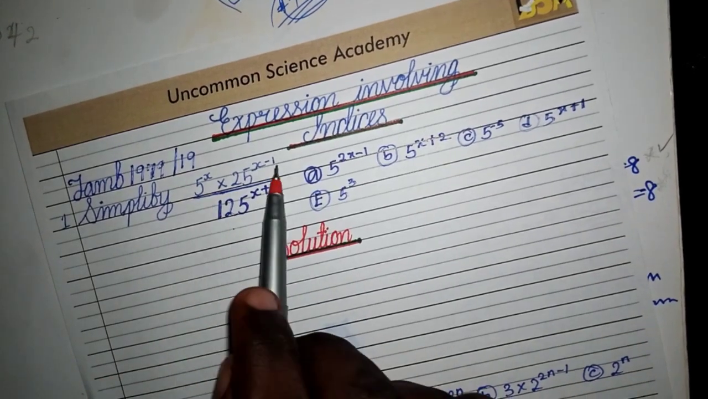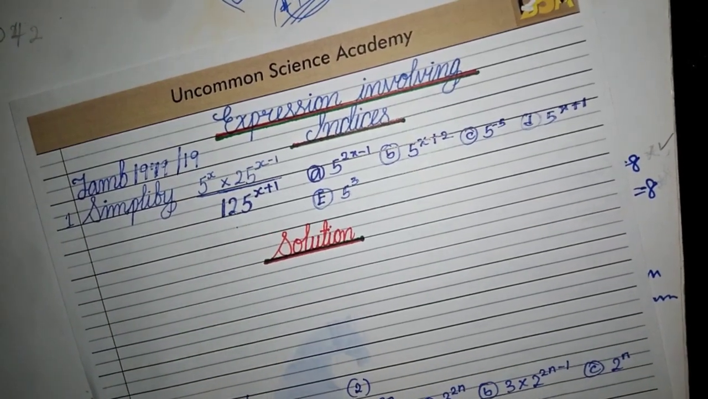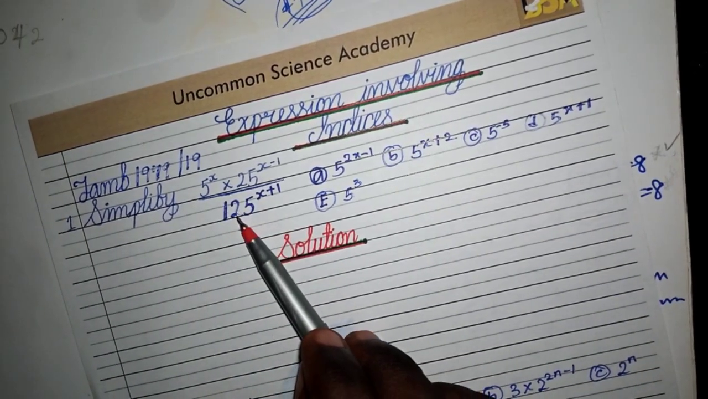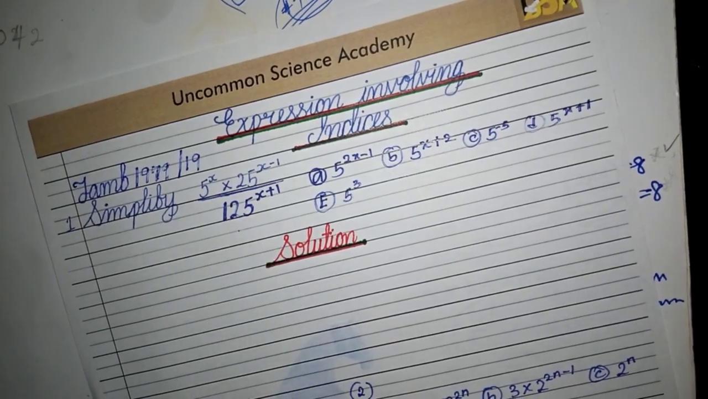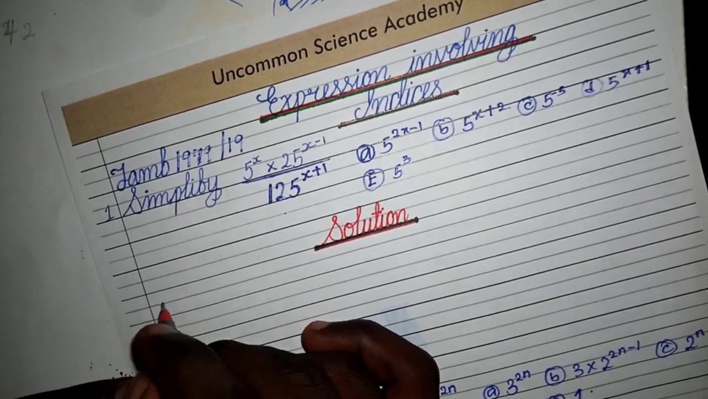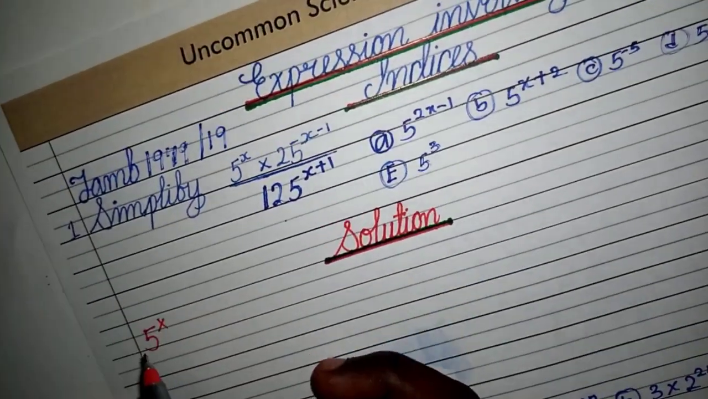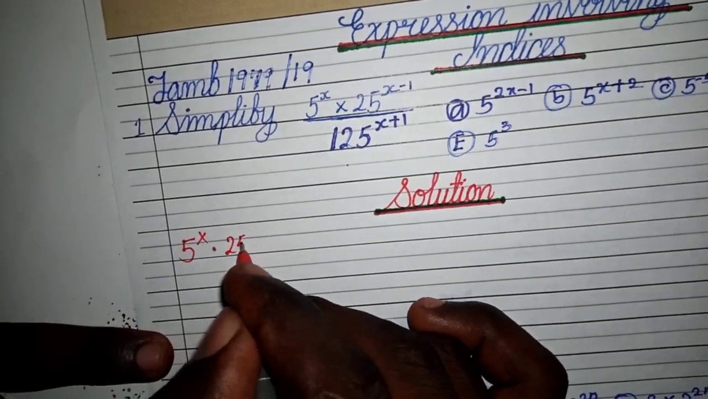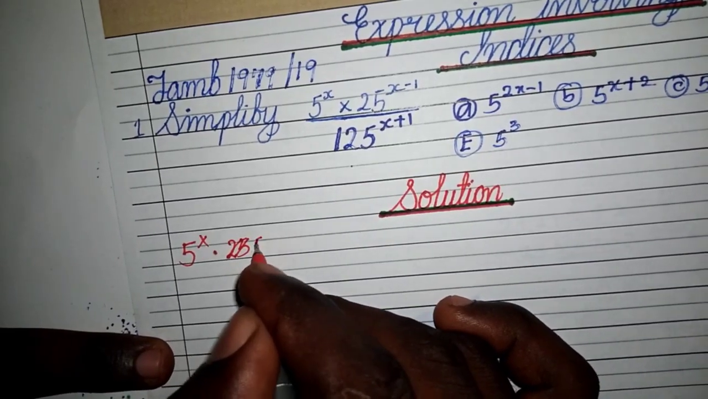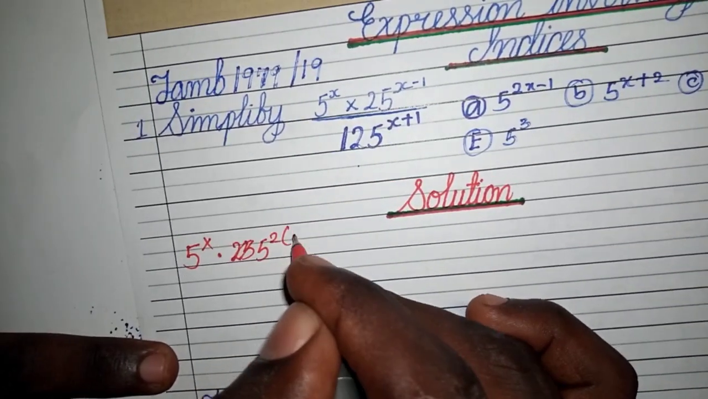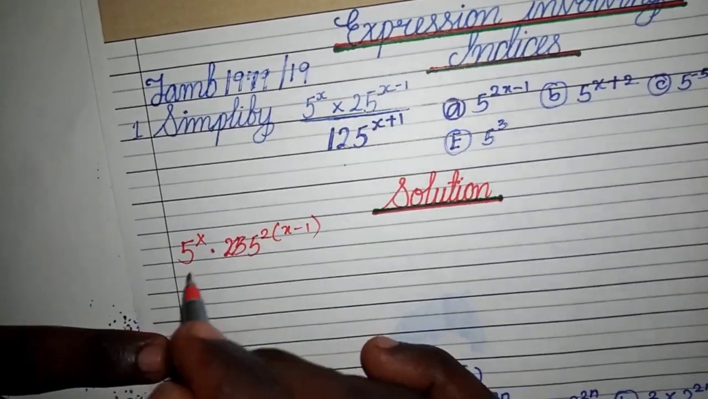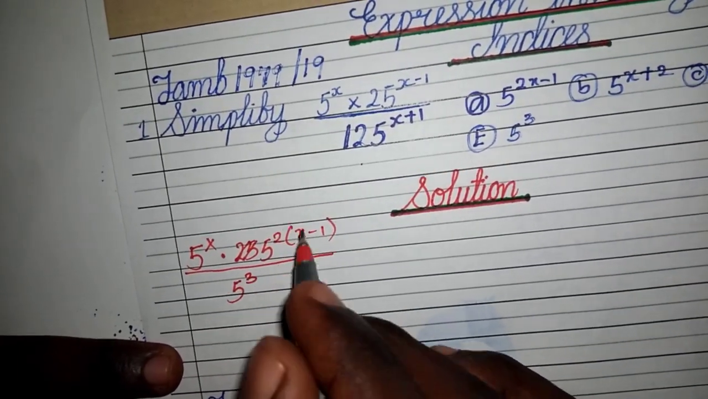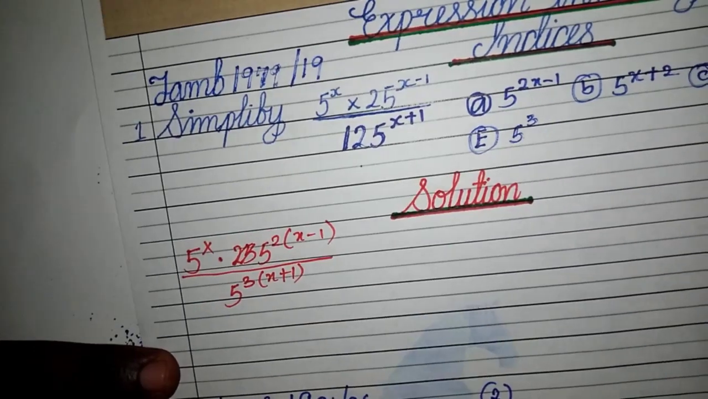We already have the unknown as the power. Now let's see how the base can be the same thing. 5 to the power of 2 is 25. 5 to the power of 3 is 125. So this will become 5 to the power of x times 25, which is 5 to the power of 2, then the former power rather, you put it in the bracket, divided by 5 to the power of 3 into the bracket x plus 1.